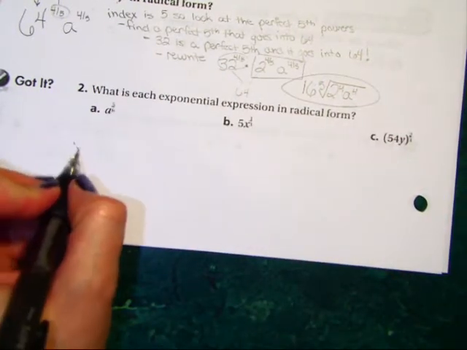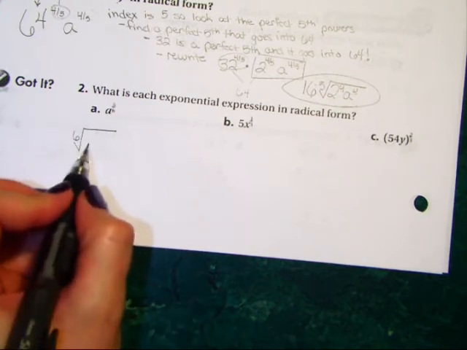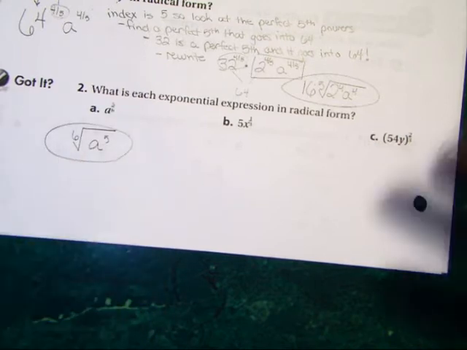All right. Mary, what's the index in this problem? 6. Very good. What's the radicand? 5. A. And what's the exponent? 5. Very good. They probably thought the same thing.